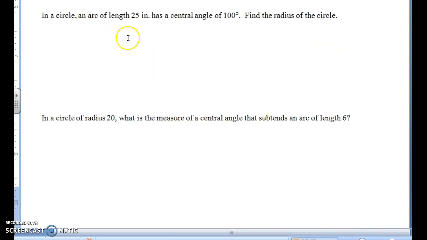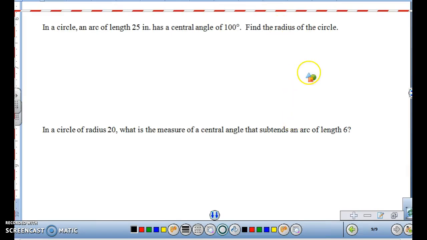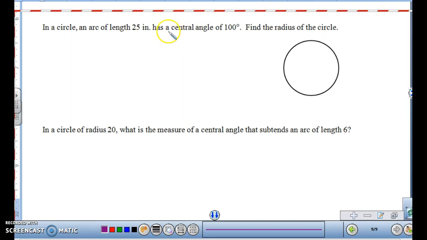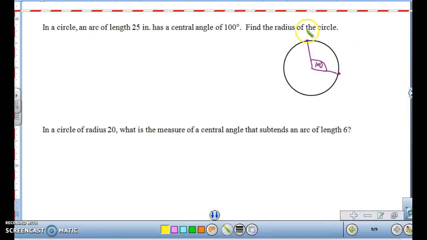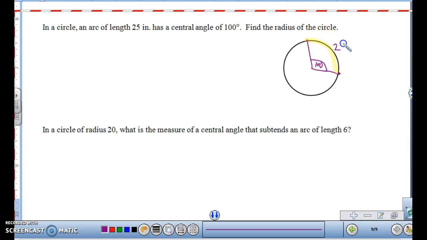In a circle, an arc of length 25 inches has a central angle of 100 degrees. Find the radius of the circle. Okay, so I'm going to draw my circle. It has an arc length of 25 inches and a central angle of 100 degrees. So I'm going to make my central angle look something like this. It's going to be 100 degrees. And I know this value from here to here, that arc length right there, is 25 inches. And we are looking for the radius of the circle.